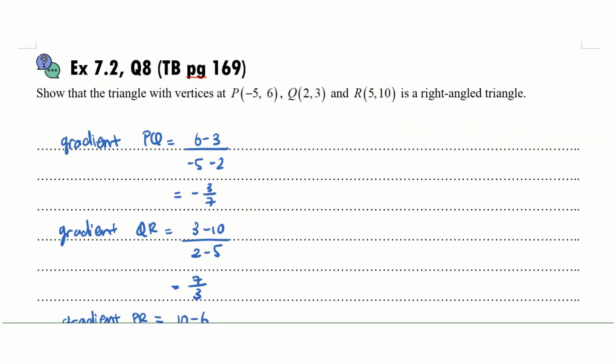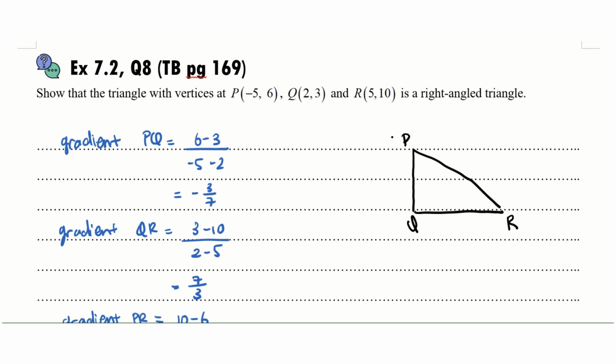Moving on to exercise 7.2, question 8, we want to show that the triangle with the vertices P, Q, and R is a right-angled triangle. In order for us to prove this, instead of using Pythagoras' theorem, which will require us to determine the different lengths of the sides of the triangle, which can be rather tedious, we will make use of the fact that the gradients of perpendicular lines have a product of -1.